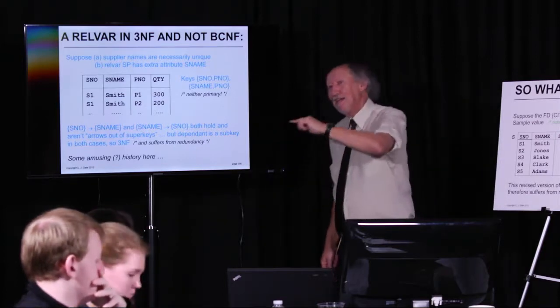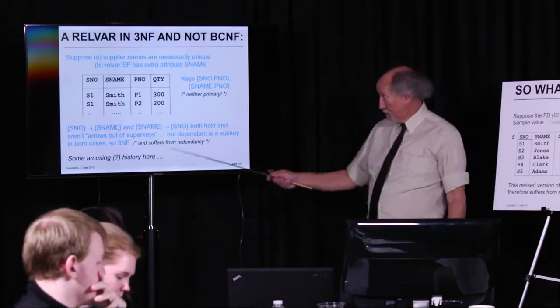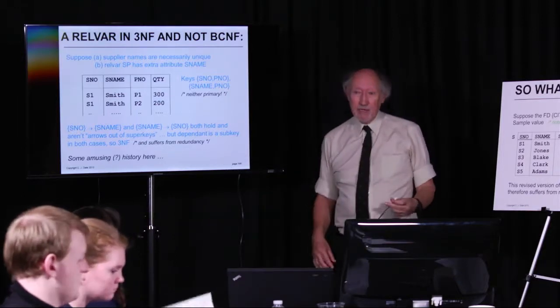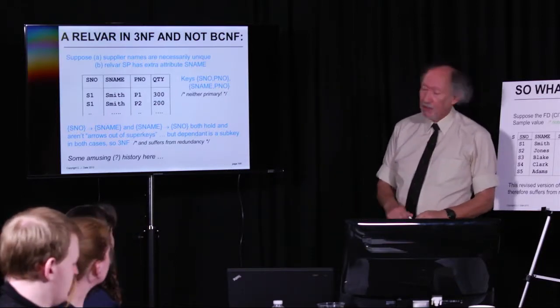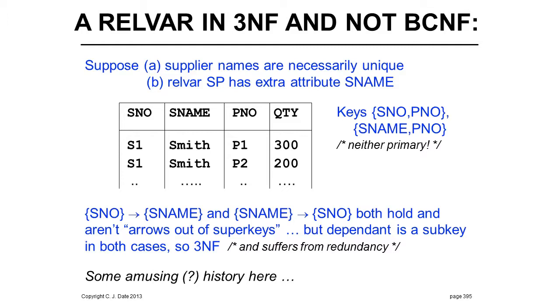On the other hand, the right-hand side of these functional dependencies is a subkey in both cases, so this thing is in third normal form. So this is in third, but not in Boyce-Codd. And therefore, the normalization discipline says decompose it. I'll do that in a second.